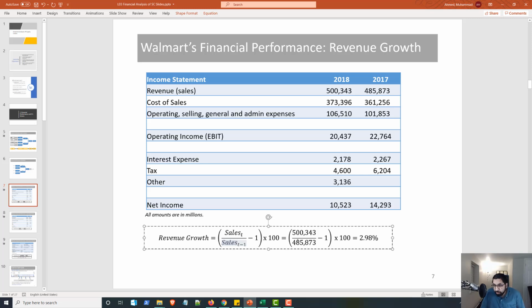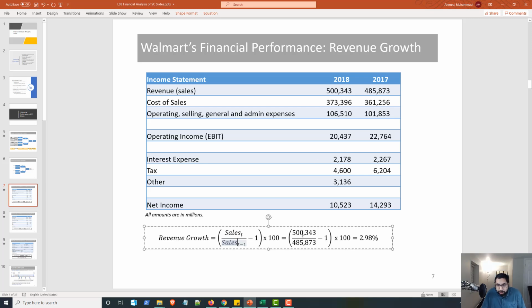500,343 is a bigger number. When you divide a bigger number by a smaller number, the answer is going to be 1 point something. So you may get 1.029, something like that. Then you subtract 1 to take the 1 away and multiply by 100 to convert to a percentage, and you're left with 2.98%. So 2.98% was the growth in Walmart sales in the financial year 2018 as compared to 2017.